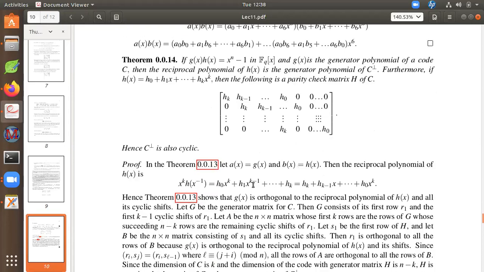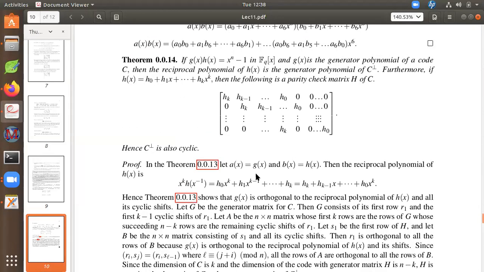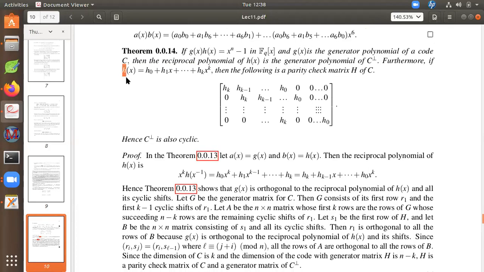The proof is again given here, though I explained it. Actually, this is called the reciprocal polynomial. This polynomial is called the reciprocal of h(x). What is that? Look at here. h(x) is this polynomial. Sorry, give me 1 minute only now. h(x) is this polynomial, right?